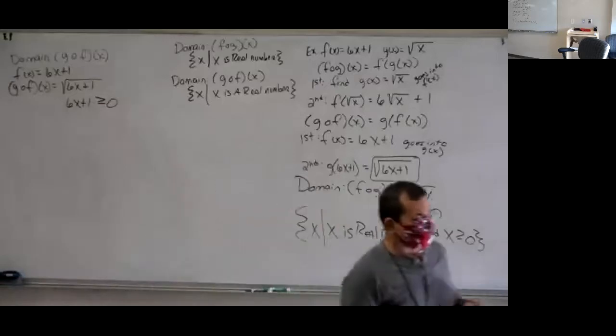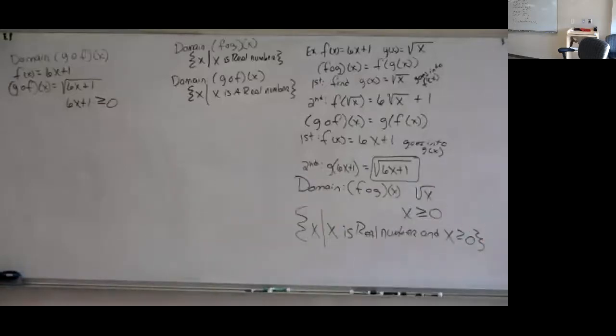So fractions, we take the bottom and we set them not equal to 0 to solve them. Radicals, they have to be greater than or equal to 0. So y'all, we can solve that one in a couple of steps.